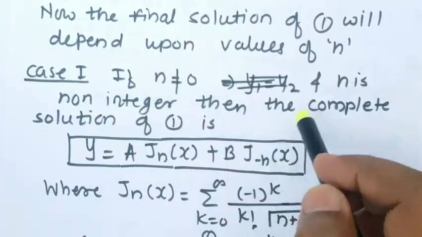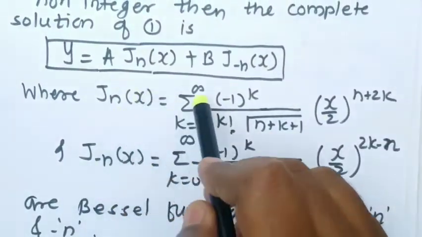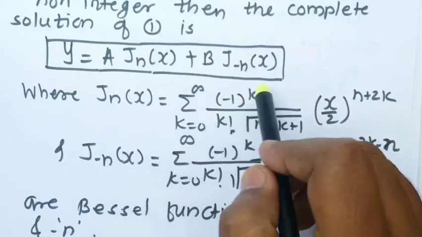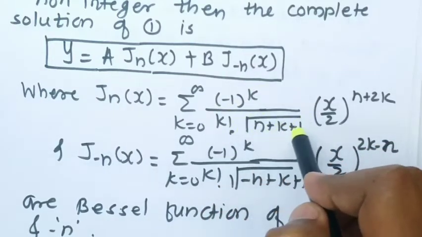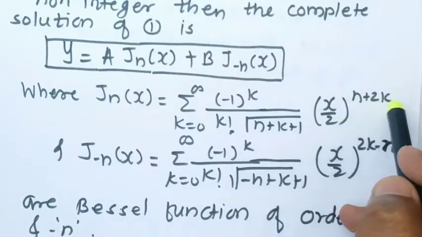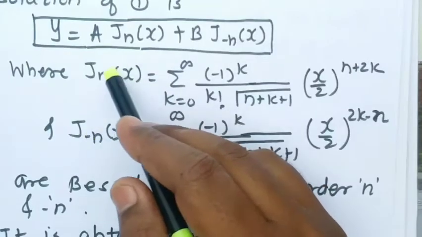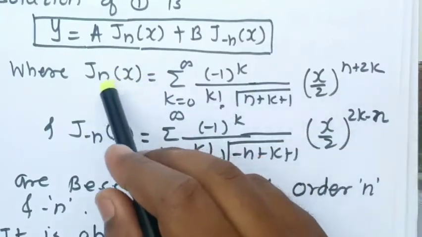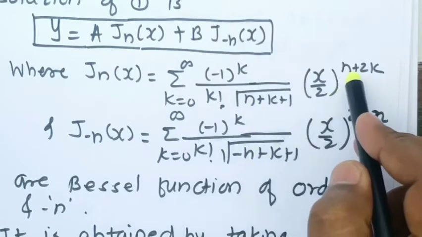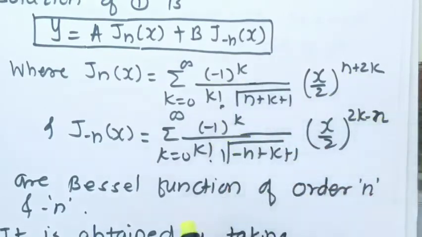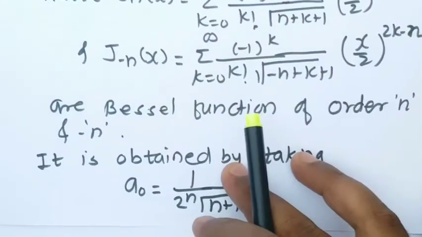The value of jnx, this is the Bessel function of order n, is summation k ranges from 0 to infinity, minus 1 to the power k divided by factorial k into gamma of n plus k plus 1 into x by 2 raised to n plus 2k. And you can obtain j minus nx by replacing n by minus n in this equation. If you change n to minus n, we'll get this, okay, in place of n, minus n. These are called Bessel functions of order n and minus n.